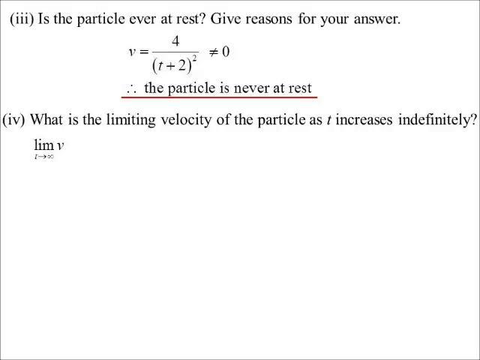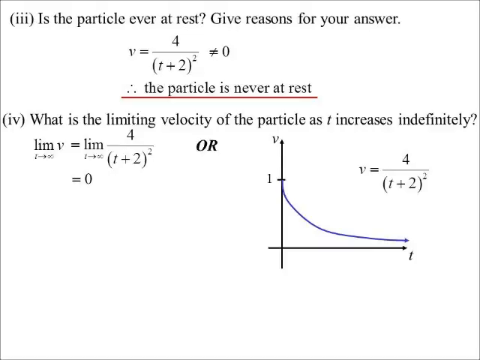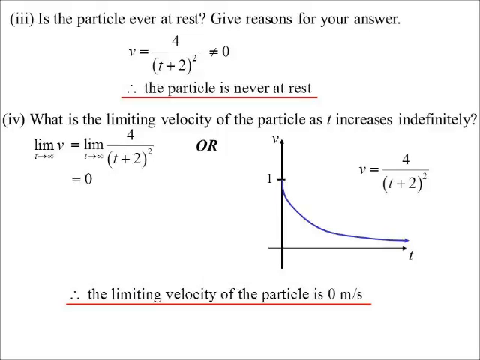So in other words, what we're saying is, as time approaches infinity, what's the limit of velocity? And velocity, remember, was 4 on t plus 2 all squared. So as t approaches infinity, what does that approach? It approaches 0. So if it was possible to reach infinity, it would eventually stop. It's getting slower and slower, but never actually stops. Of course, you could think of the graph. There's the graph of 4 on t plus 2 squared, and you can see it goes asymptotic to the axis there. So the limit is approaching 0.